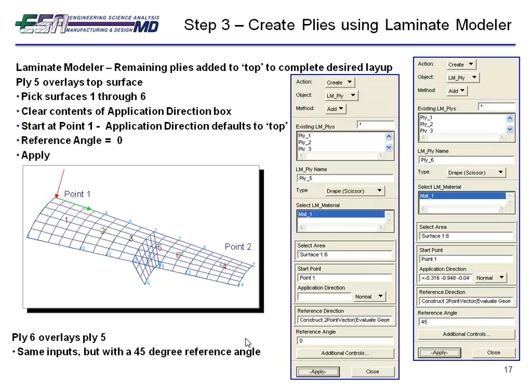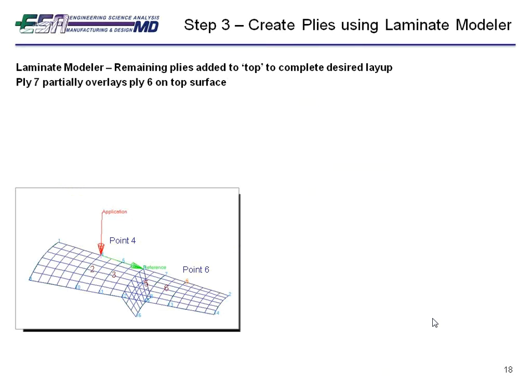Okay, ply 6 overlays ply 5. Everything remains the same except for the reference angle. So we're applying a 45-degree oriented ply over ply 5. The remaining plies add more material to the top of the fairing. Ply 7 overlays ply 6 over surfaces 2, 3, 5, and 6.